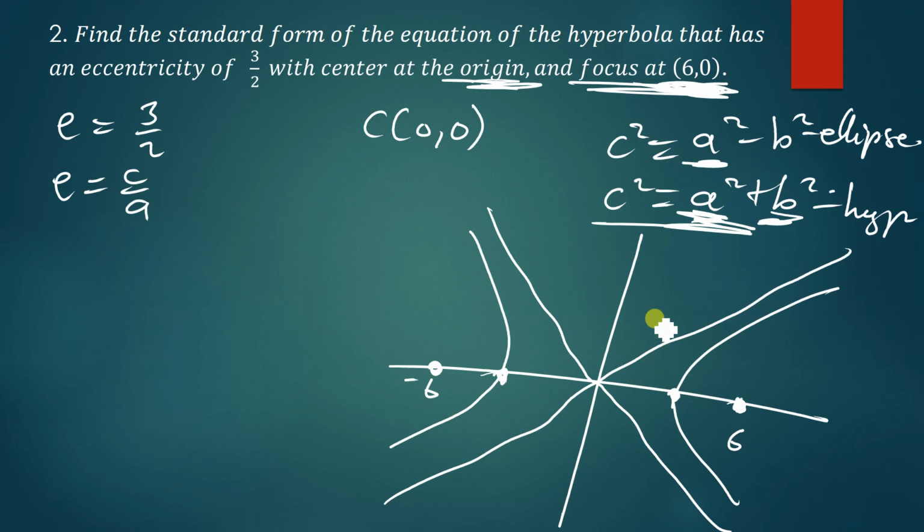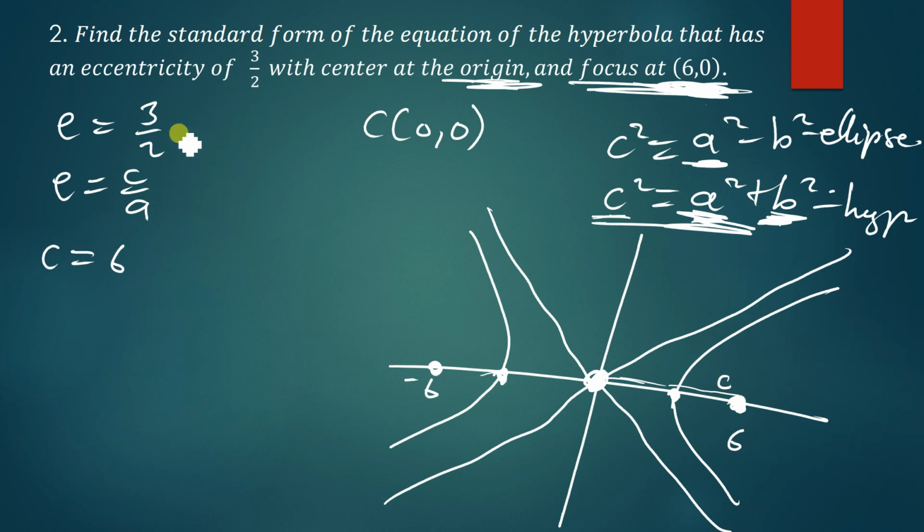Okay, so now we have to find the value of b. We have to find what b is and what c is. So c, according to the hyperbola, is the distance from the center to the focus. So this distance is the one that we denote by c. So according to this focus that we've been given, the value of c is simply equal to 6.